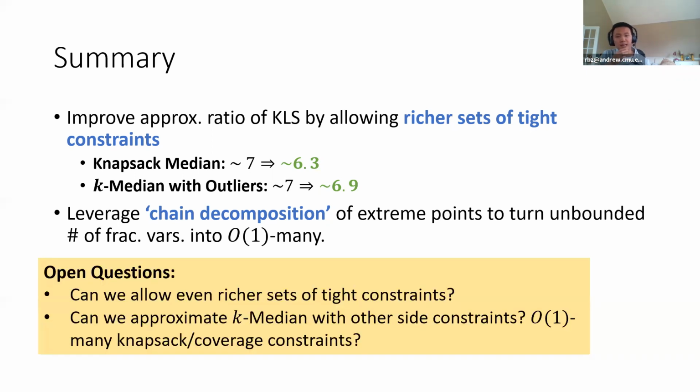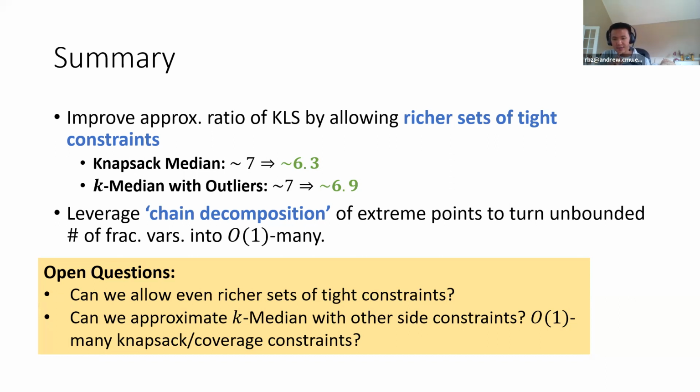So there are two natural open questions resulting from this work. The first is, can we allow even a richer set of tight constraints in this iterative rounding? It's natural to ask, instead of allowing two sets of disjoint balls, can I allow three sets of disjoint balls? Will this allow me to introduce eighth steps in addition to quarter steps and further improve on KLS?